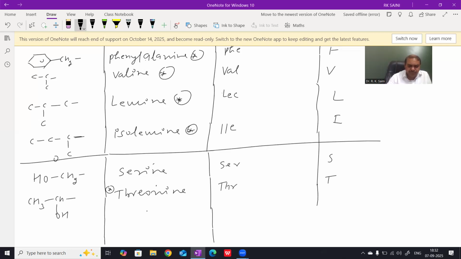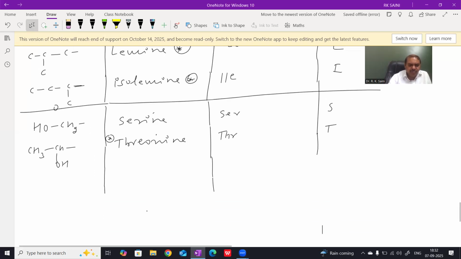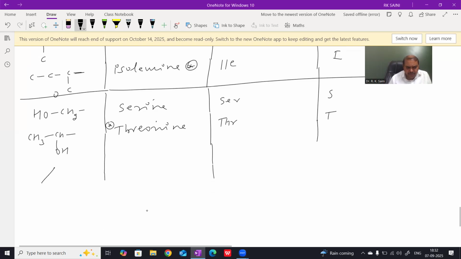And when there is a phenyl group with an OH at the para position, meaning a phenolic group, and this CH2 is attached to the free valency of the carbon, then it is known as tyrosine. This amino acid is known as tyrosine.